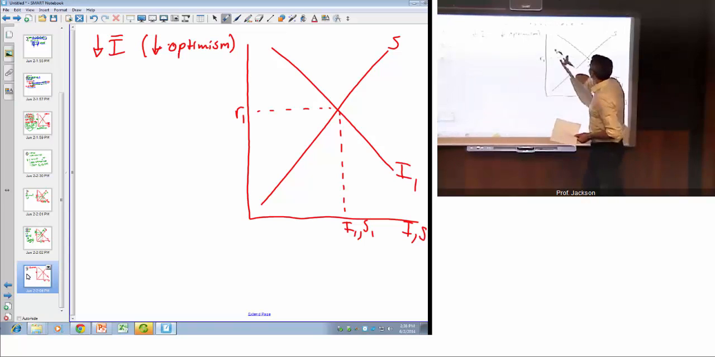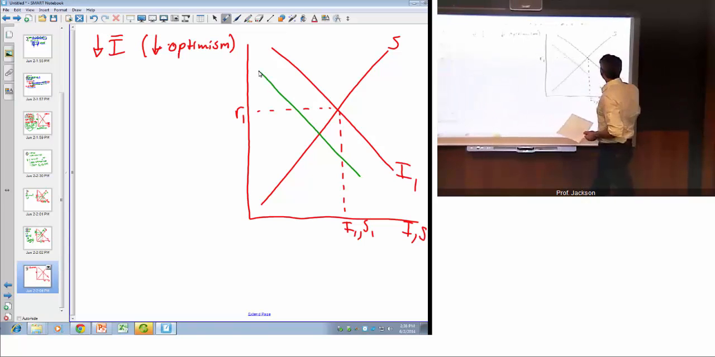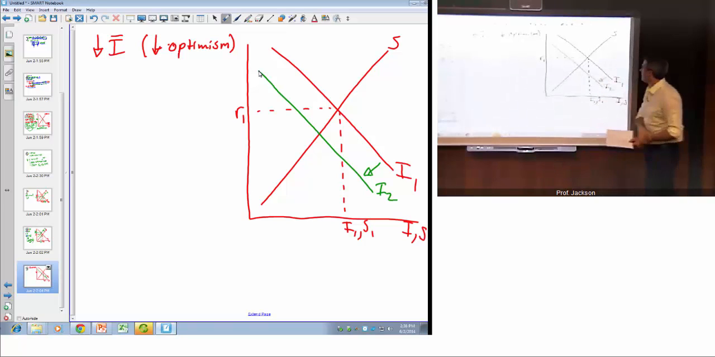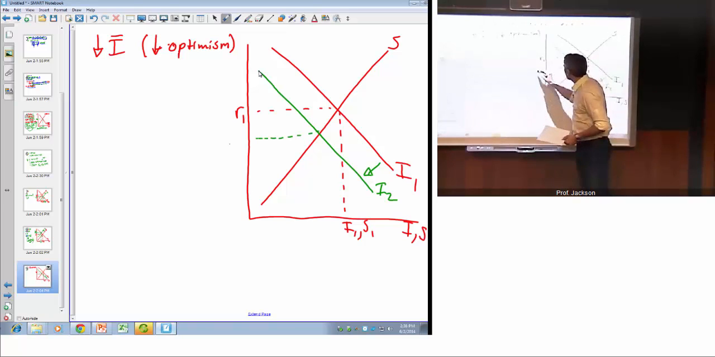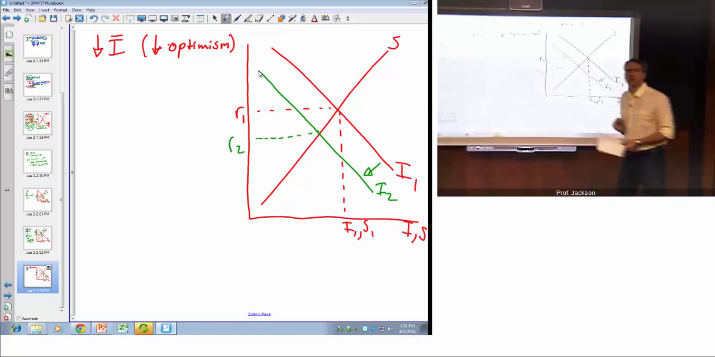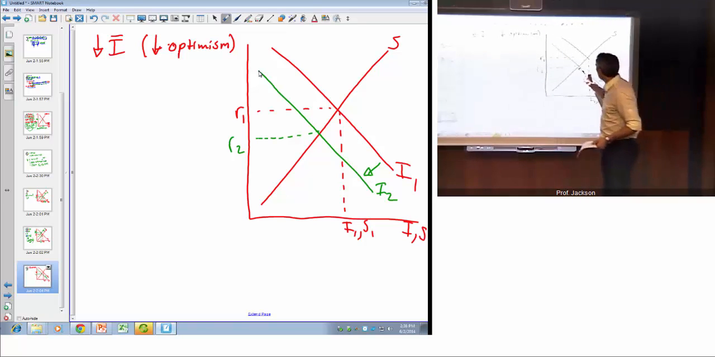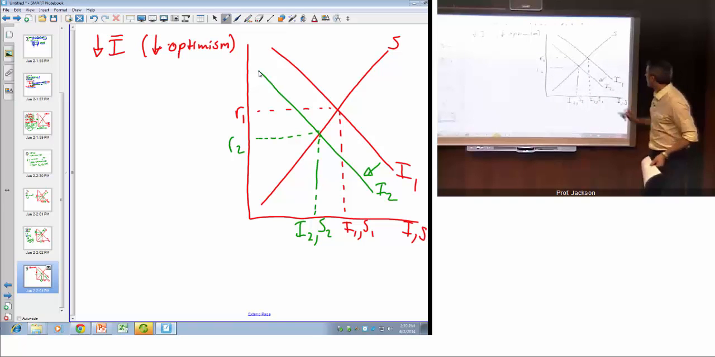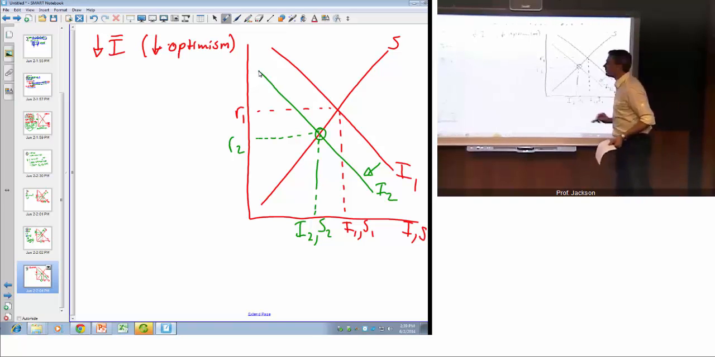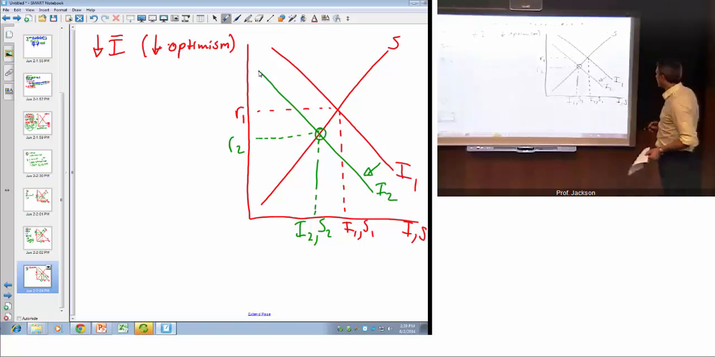And so what that's going to do is result in a shift to the left of this investment function. And when this investment function shifts, the equilibrium effect is to lower the real interest rate. And of course, with a lower real interest rate, that discourages households from saving as much. And so we get this new lower equilibrium level of both investment and saving.